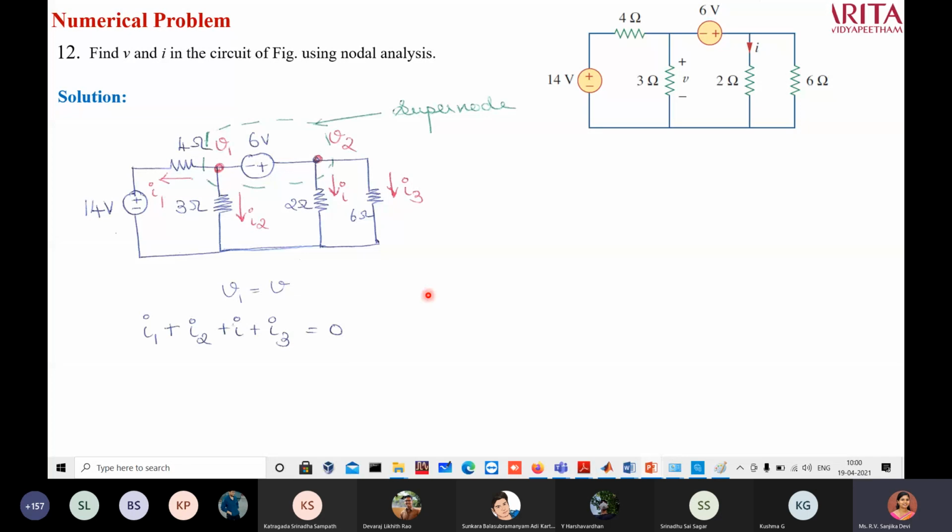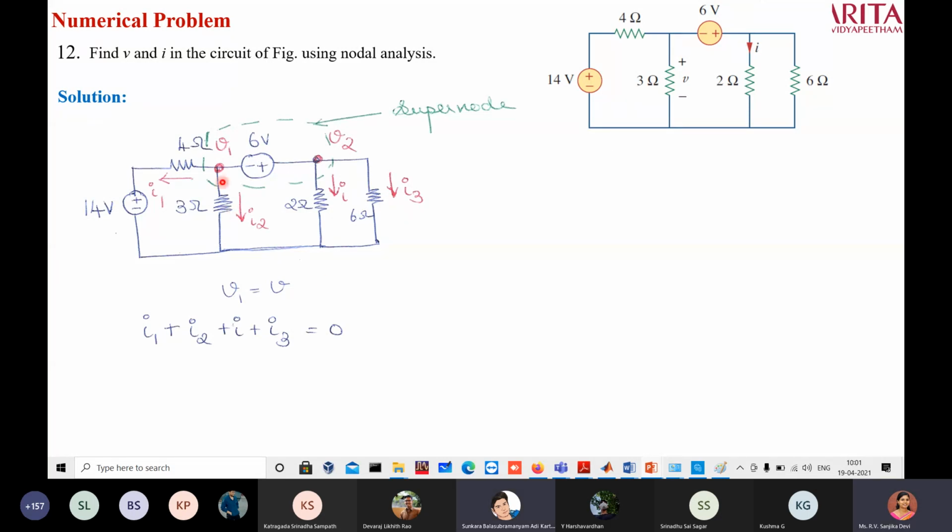However, if you just see here the circuit, V is the voltage across this 3 ohm resistor. And as per the nodal voltage, V1 is also the potential at this point with respect to ground. So we can write V1 is equal to V. V1 is also the voltage across the 3 ohm. Similarly, V is also the voltage across 3 ohm. So directly we can write V1 is equal to V.